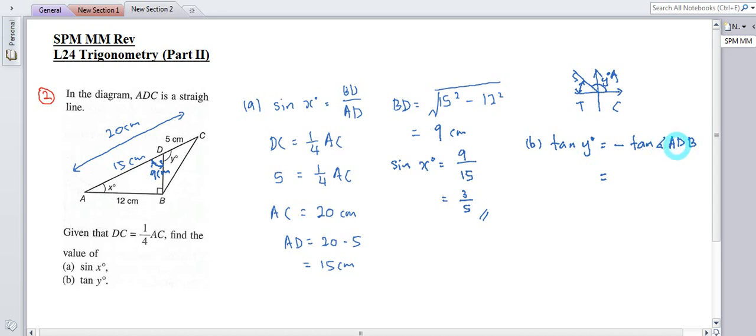Now we look at this one, tangent ADB. Now we want to focus on this angle ADB. So remember, tangent is opposite over adjacent, 12 over 9. And simplify it. You will get 4 over 3. Don't forget to put a negative here. So this is the answer for the question.